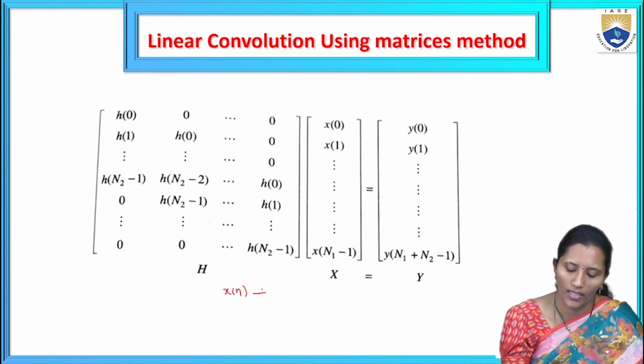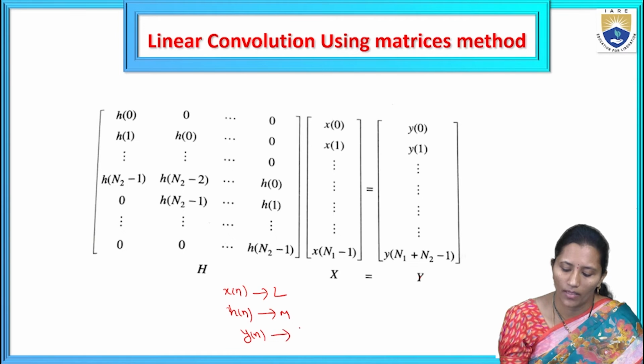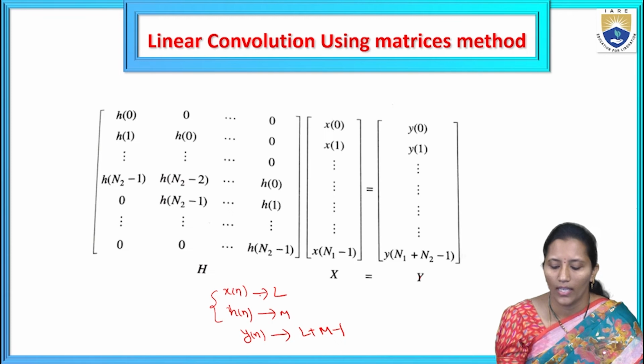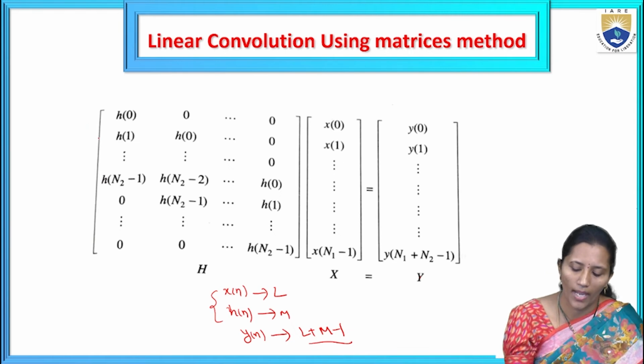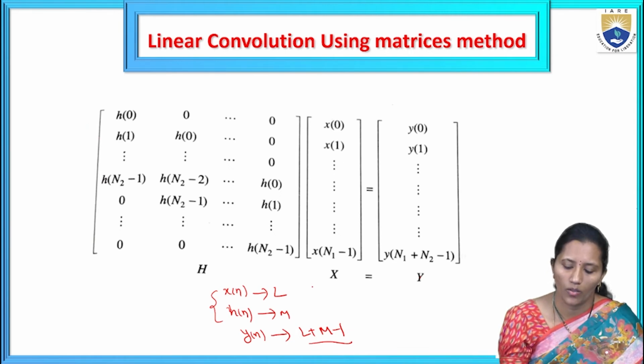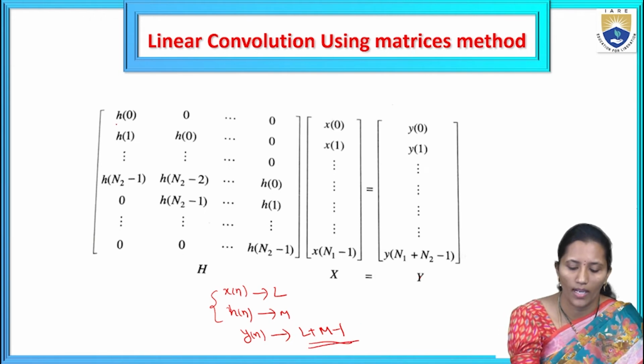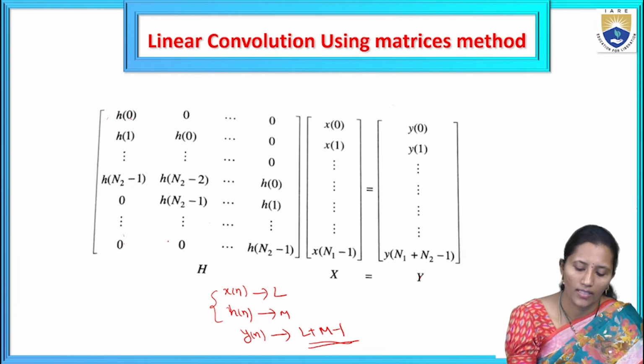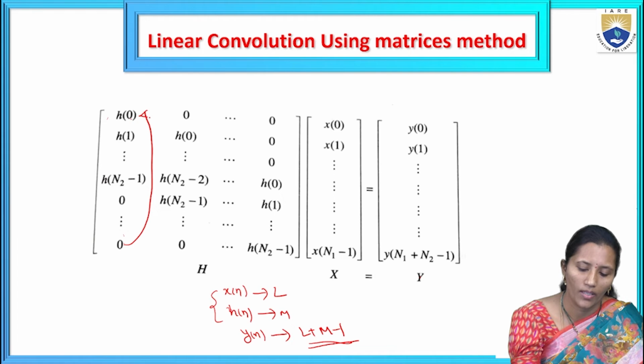Suppose x of n has L elements and h of n has M elements. We know the number of elements in y of n is L plus M minus 1. So here we have to equate any one sequence to the length L plus M minus 1, by adding zeros, that is zero padding. We have to represent here h of 0, h of 1, up to h of n2 minus 1, then zeros. And in the next step, this circular rotation will come here.